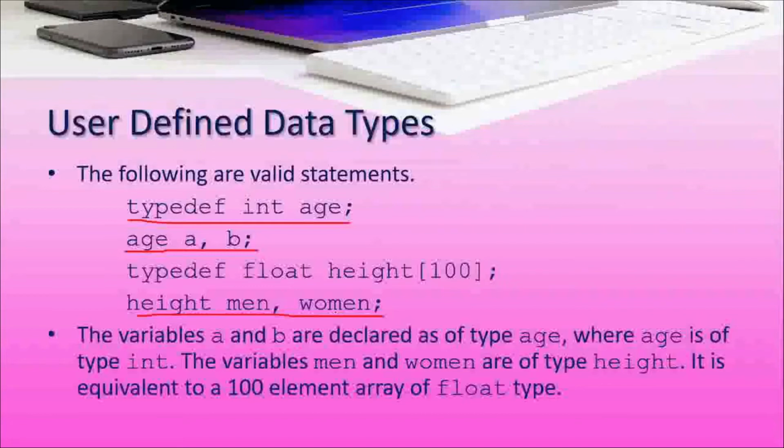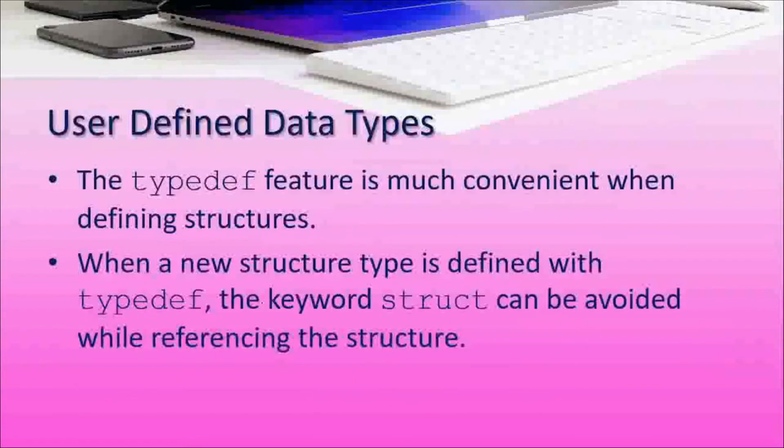If, on the other hand, you have to define men and women as floating point values of size 100, then obviously you will have to type float twice, that is float men 100 as well as float women 100, or at least float men 100 comma women 100, at least those things you will have to write. But that repetition of this size can be avoided if you use a user defined data type using the typedef. So that is one of the advantages.